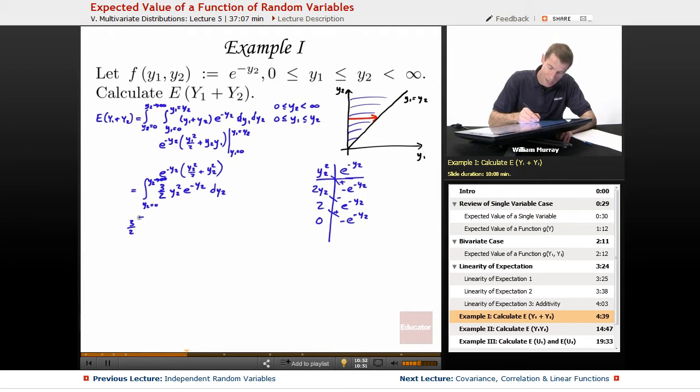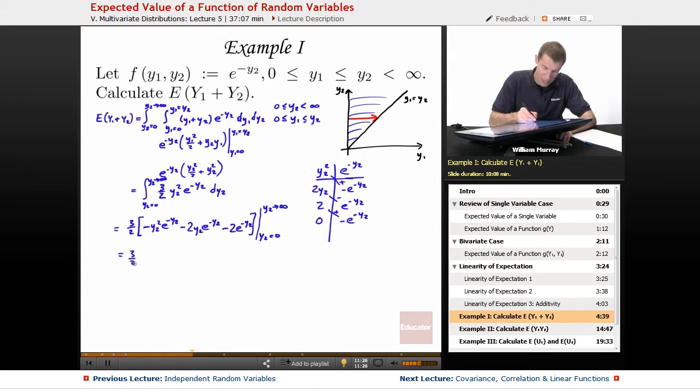So this is 3/2 times, well, it's negative because there's a negative there, negative y2 squared e to the negative y2, minus 2y2 e to the negative y2, minus 2 e to the negative y2. And then all of this needs to be evaluated from y2 starting at 0, and then we'll take the limit as it goes to infinity. So let's sort that out.